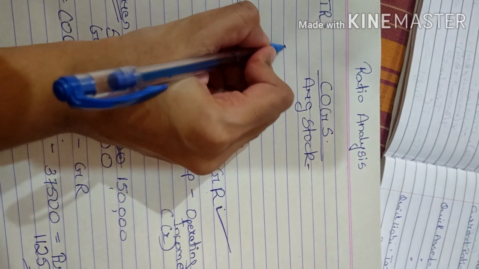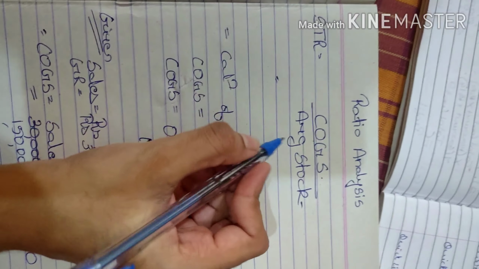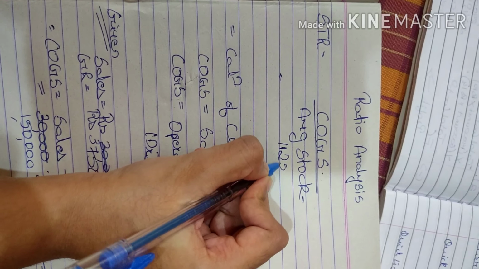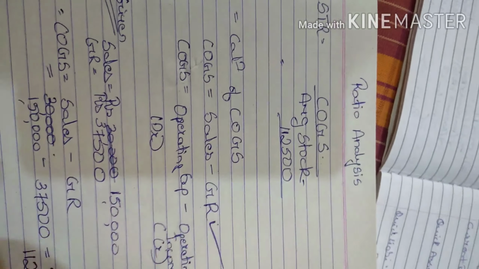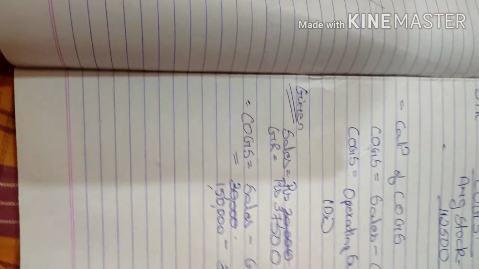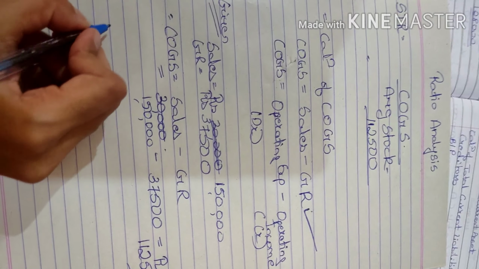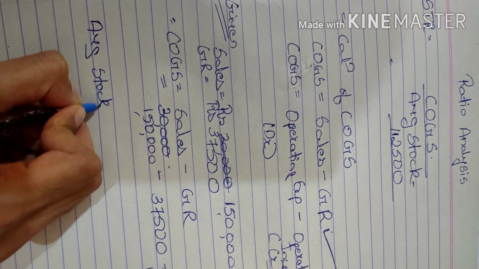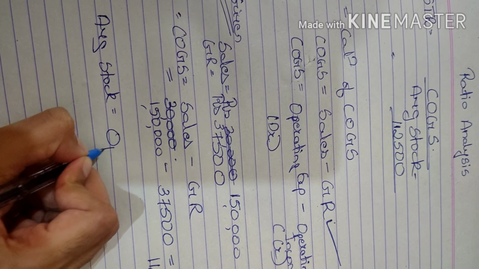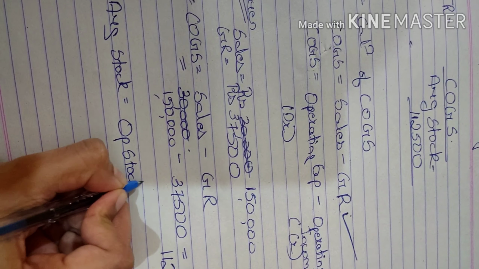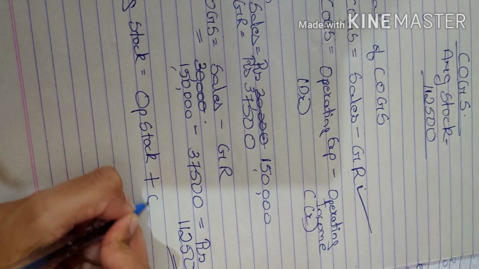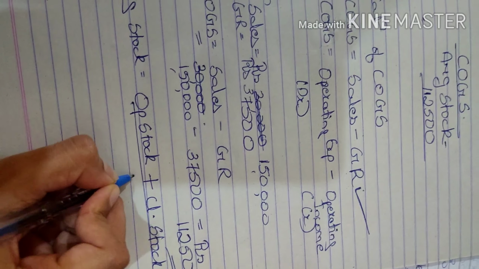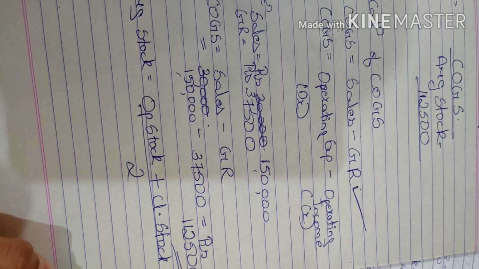So you substitute the amount here in the stock turnover ratio. Cost of goods sold, I have got 1,12,500. Now I have to find out average stock. Average stock is equal to opening stock plus closing stock divided by 2.